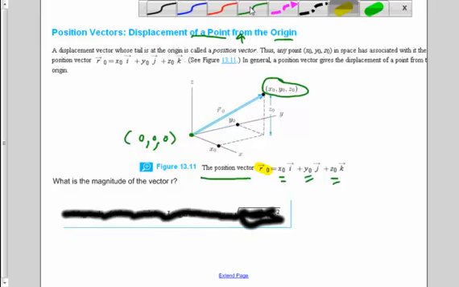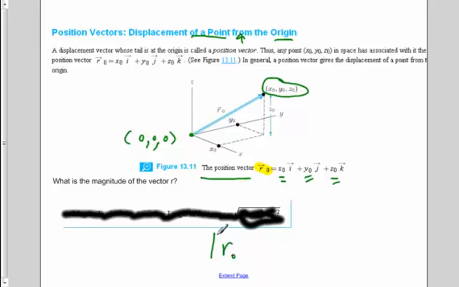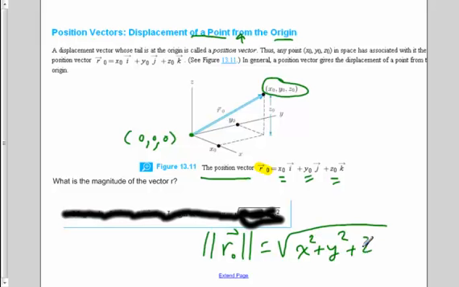And so what would be the magnitude of this vector? So the magnitude of r sub 0, or r naught, either way you want to pronounce it, equals the square root of x squared plus y squared plus z squared. And these should be sub-zeros, just to correspond to this point. Okay, so that's a displacement of a point from the origin.